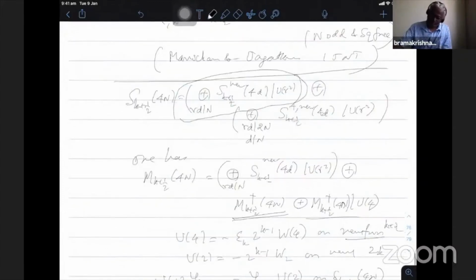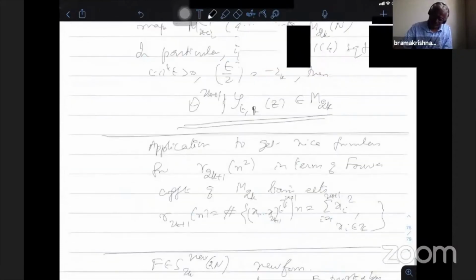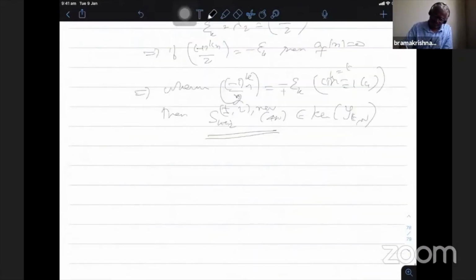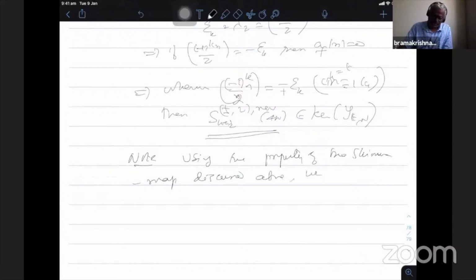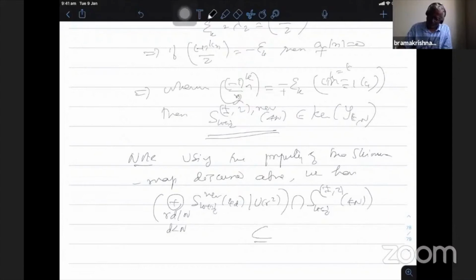Therefore, the above Shimura property gives you, note, using the property of the Shimura map discussed above, we have, if I take the direct sum over d dividing n, d strictly less than n, of S_{k+1/2}(μ, 4d) bar U squared, and if I intersect with S_{k+1/2}^{+,-}(2, 4n), they are also contained in the kernel of S_{t,n} for such t.